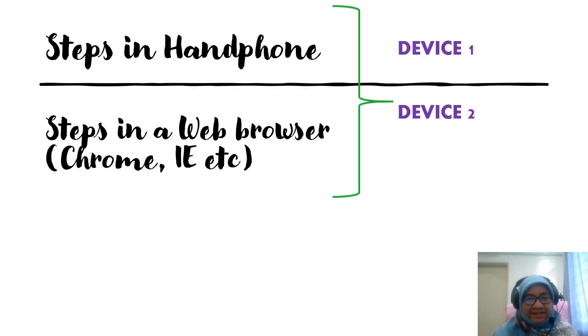Okay, since you are using two devices right now, in other words, you want to use your laptop for WhatsApp, so there are steps that we have to settle in the handphone and steps that you have to settle in the web browser. Okay, here are the steps.